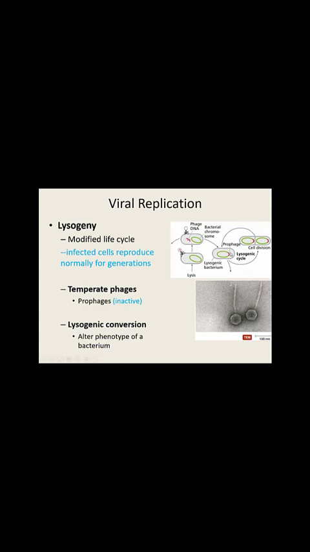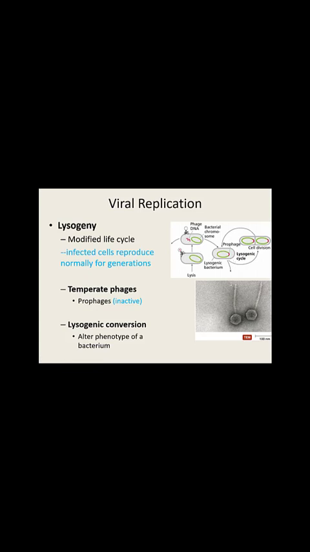And that bacteria is not going to make viruses right away. Instead, it's going to do what bacteria do, and it's going to reproduce. Except now, both of the bacteria have viral DNA in it. So these bacteria, they're infected, they're going to just reproduce normally for generations. Then at some point, they're going to have to go back into the lytic cycle. Now, these inactive cells, they're reproducing, but they're not making viruses, are called temperate phages or prophages. So they're not actively making viruses, but they do have viral DNA inside of them.